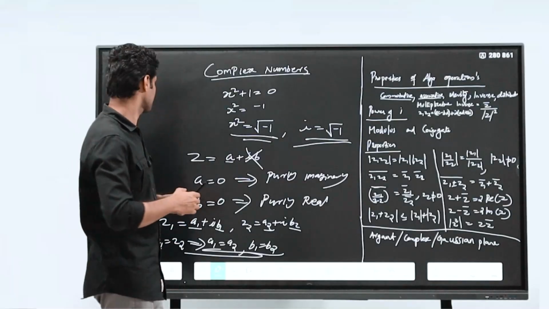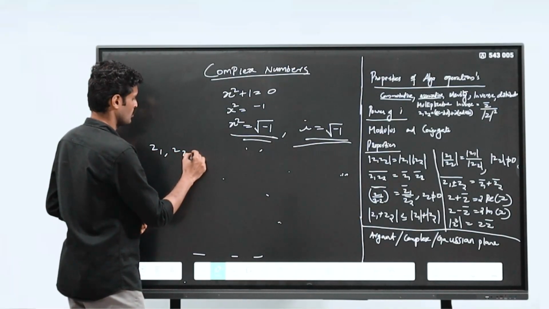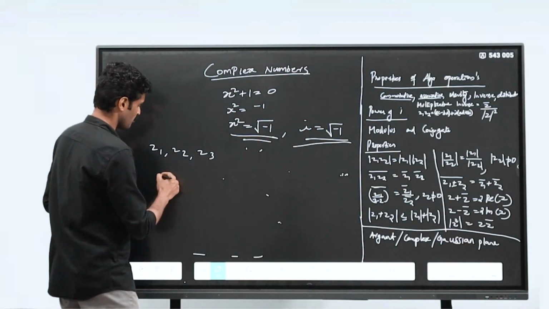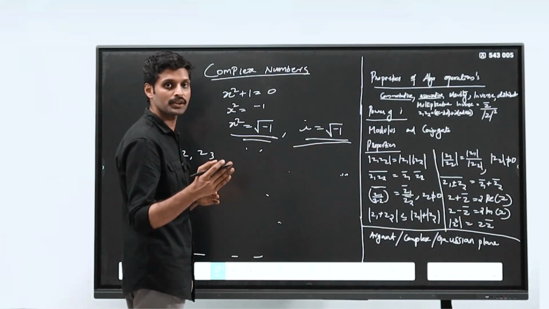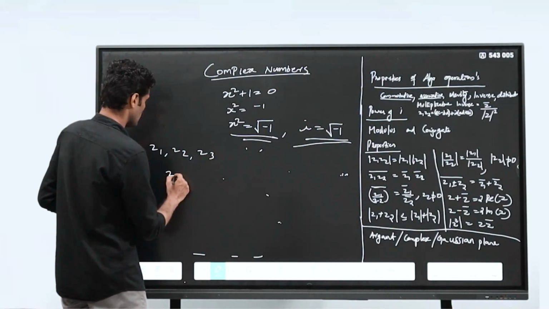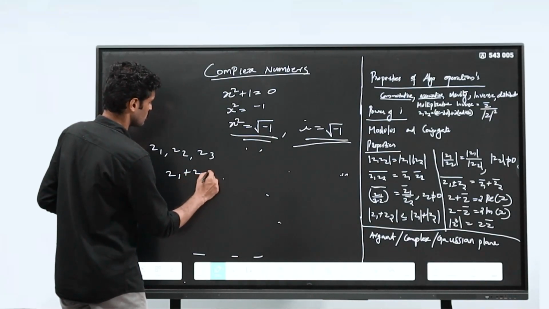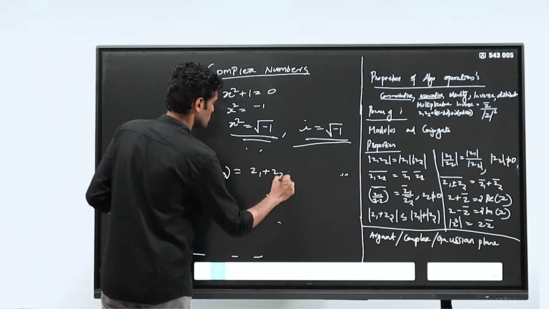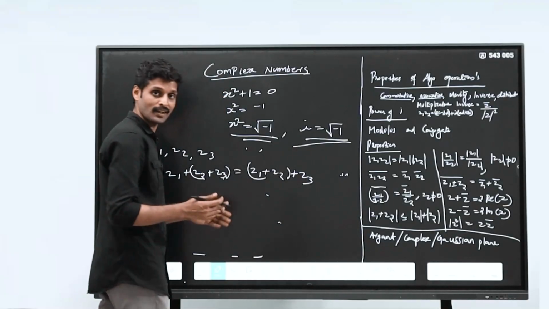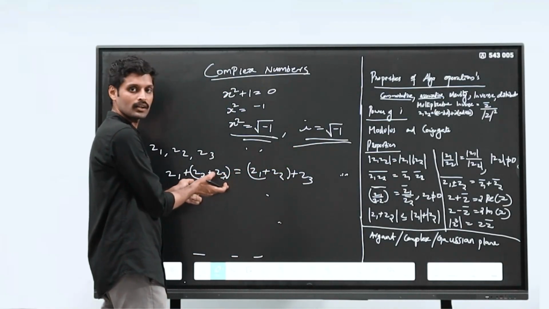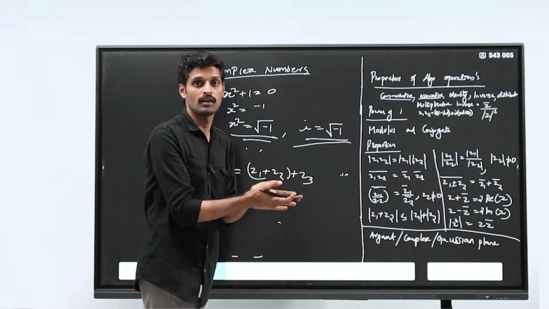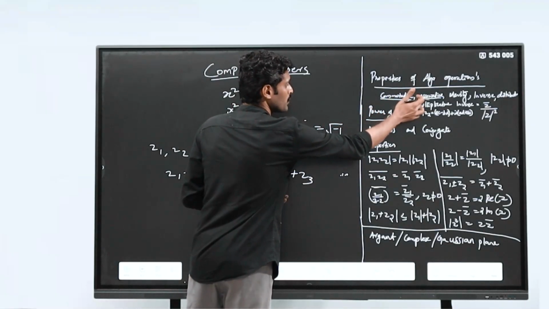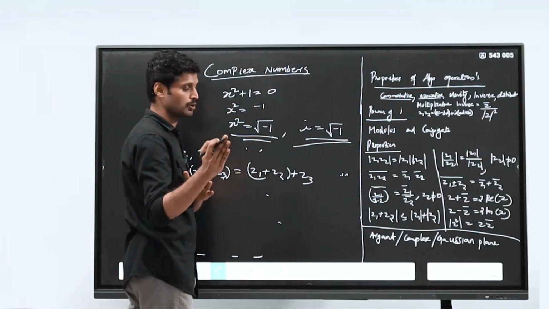The next property is associative. For this, take z1, z2, and z3. Right now I am explaining the associativity of complex numbers in the operation of addition. So z1 plus z2 plus z3, grouped either way, is always equal. This kind of property is known as the associative property. This is also applicable for other operations like multiplication. So there is the associative property, the commutative property, and also the closure property.